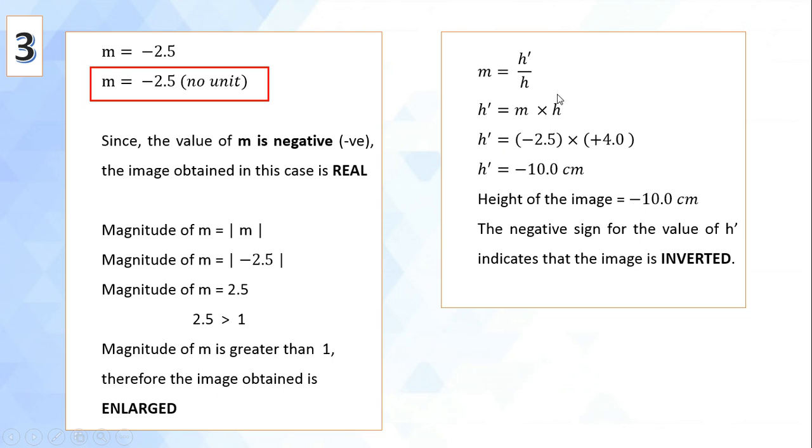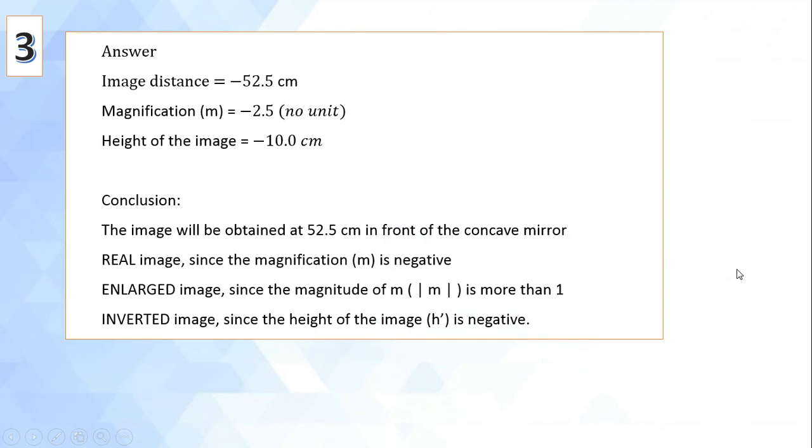Next, we are going to calculate the height of the image. M is equal to h dash by h, or h dash is equal to m into h. When you substitute the values of m and h, we get h dash is equal to minus 10.0. Height of the image is minus 10.0. This negative sign indicates the image is inverted.